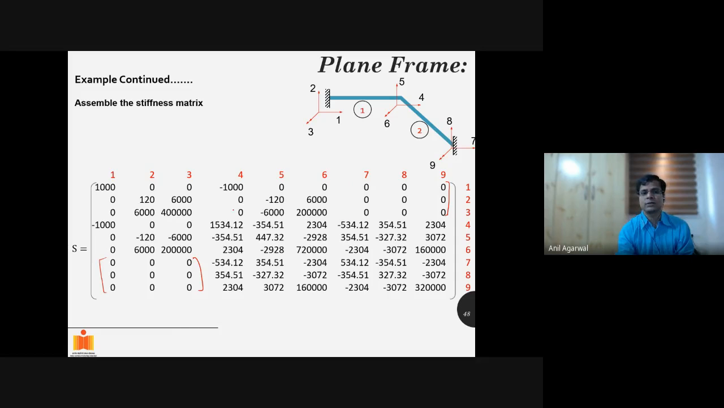Which again means the same thing. When we have 0, that means there is no interference. So if I introduce a unit displacement here in the 1st degree of freedom, it does not introduce any force in the 7th degree of freedom because in between it is restrained. Okay. Fine. Any questions so far?